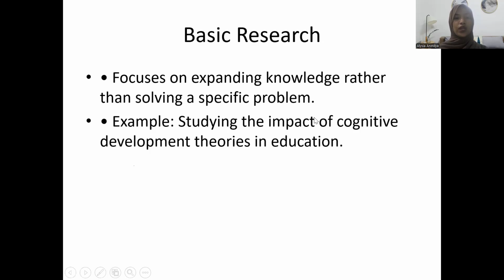So we are going to talk about basic research first. Basic research is all about understanding the concept without trying to fix the specific problem. The example of basic research is like this topic, studying the impact of cognitive development theories in education. Another research topic for this basic research is like study on language learning and anxiety by Barber in 2023.